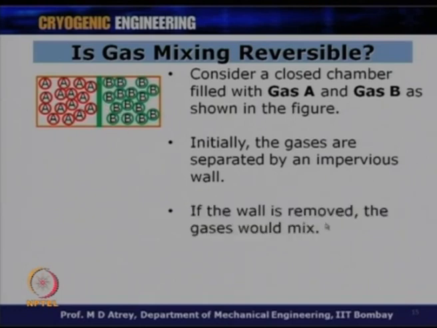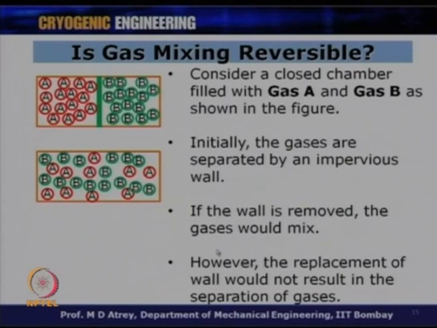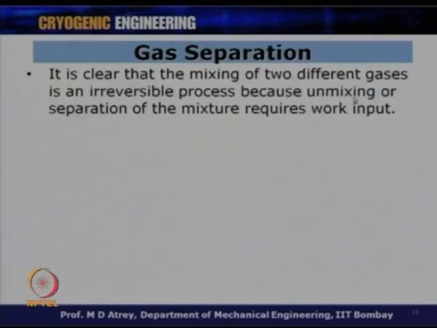If the wall is removed now, the gases would mix. Suppose I remove this wall, you will find that A and B are together. Now, if I go back and put this wall again, can I get A and B separated? Is it possible? This is not possible, and therefore the replacement of the wall would not result in separation of the gases, and I can claim that this process is not reversible. It is clear that the mixing of two different gases is an irreversible process, because unmixing or separation of the mixture requires work input. I have to do some work on this, then only can I unmix the gas.